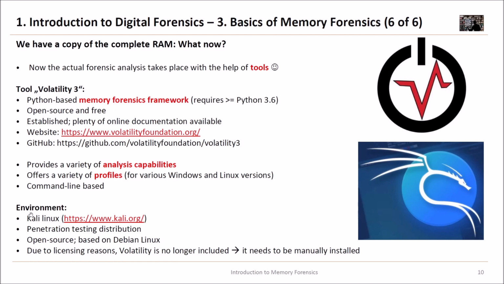As an environment for the analysis, we use Kali Linux that you can find on kali.org. It's a penetration testing distribution. It's also open source and it's based on Debian Linux. But due to licensing reasons, Volatility is no longer included in Kali Linux. So you need to download it manually, and you just do it by cloning the GitHub repository. Then you can call the Python scripts of Volatility.